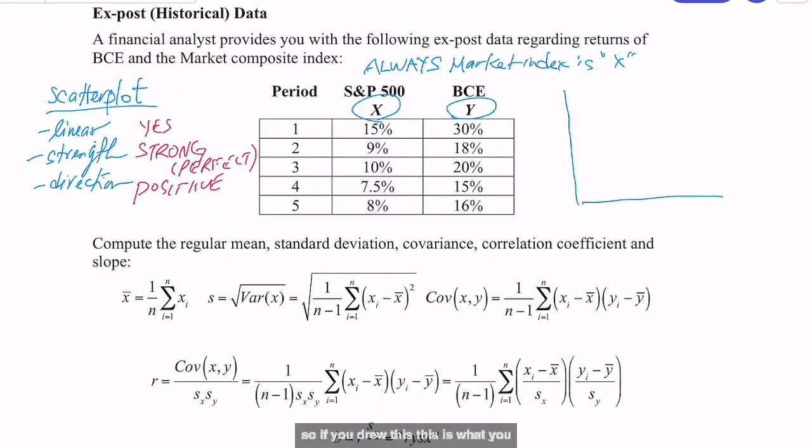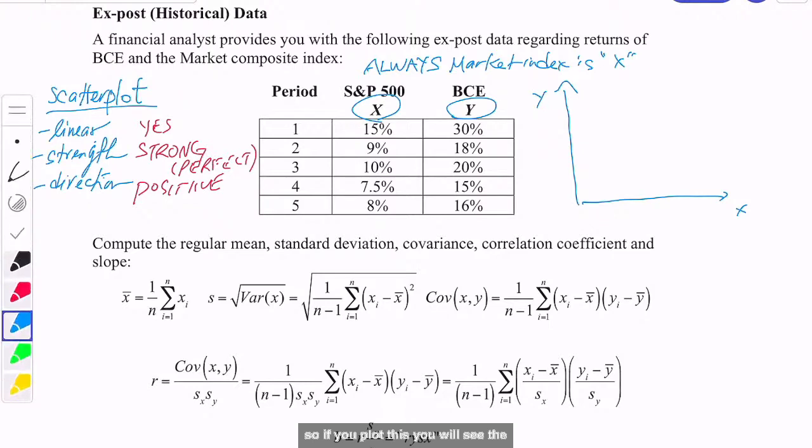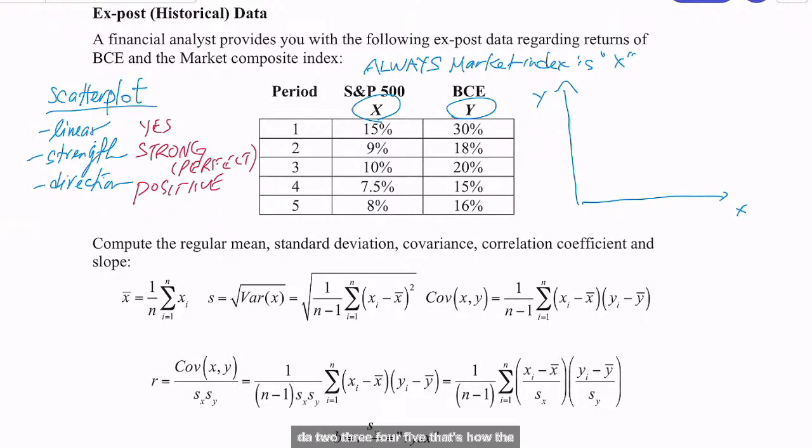So if you drew this, this is what you would see, because I can see you didn't draw it. Or the ones that are drawing are quiet, and the people who are responding are seeing that it's double. Now, how does the double figure into things? So if you plot this, you will see the dots go like 2, 3, 4, 5. That's how the dots go. Perfect line. R is 1 because it's a perfect line. It's positive, and we have a line. So what do we do about the 2? What is 2? What is the doubling?